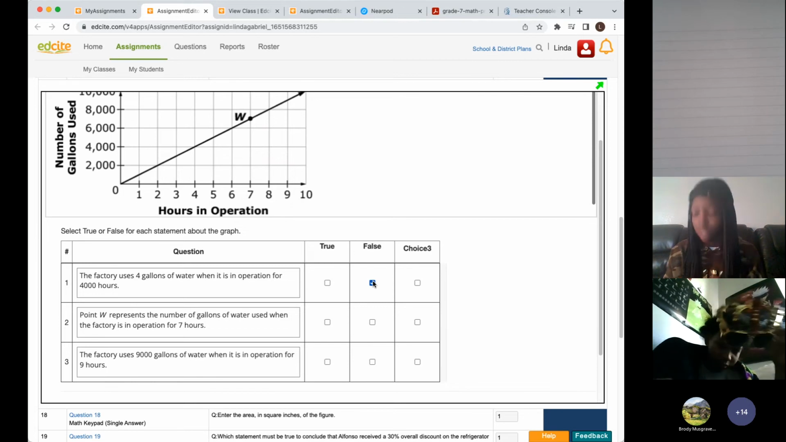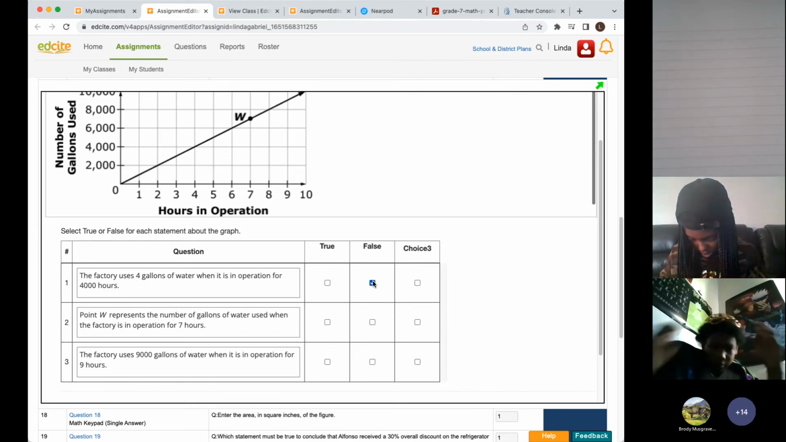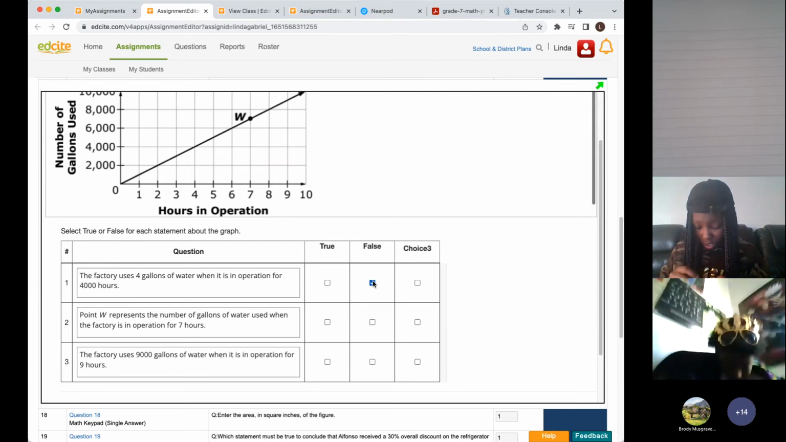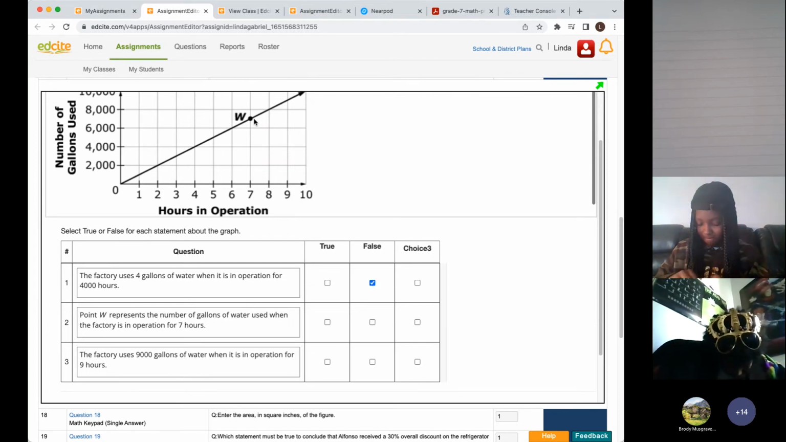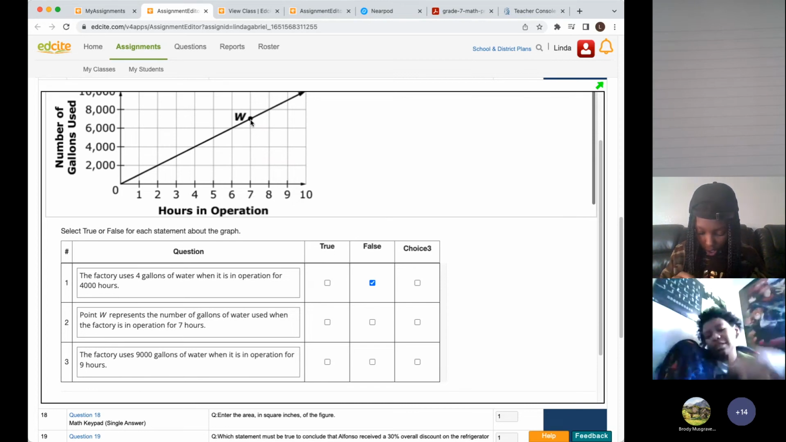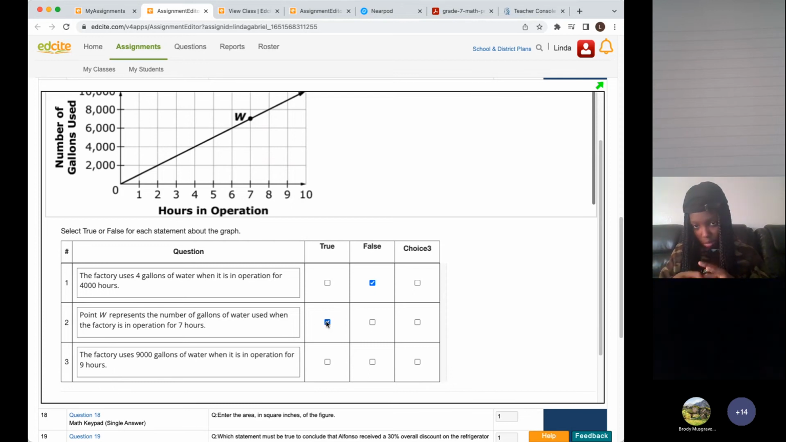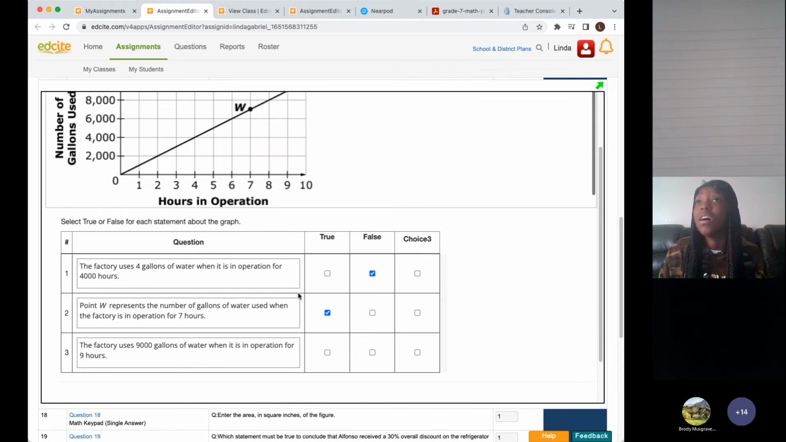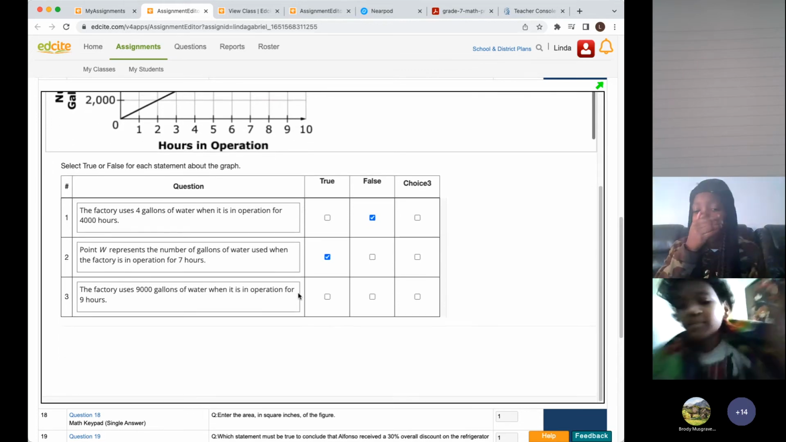Point W represents the number of gallons of water used when the factory is in operation for 7 hours. All right, so let's find W. According to the graph, I have hours of operation across the x-axis. It says 7 hours, right? I go up, here's W. So yeah, that's true. This point is on 7 for the x value, and it's going to be between 6 and 8,000 gallons of water. So for number 2, that is true.